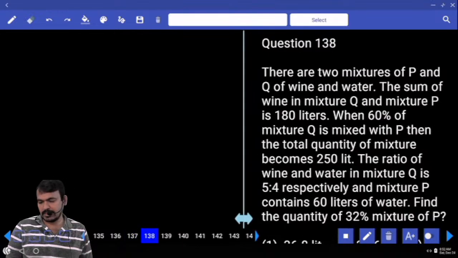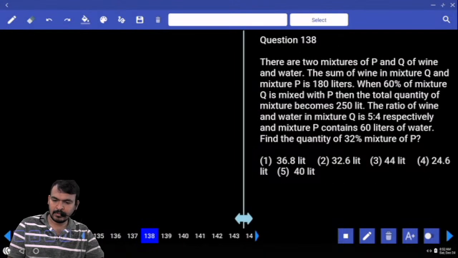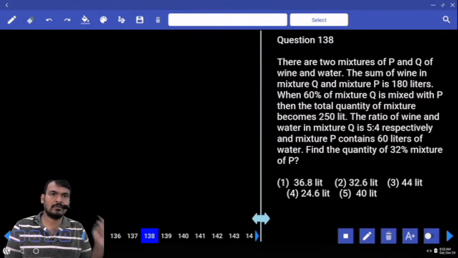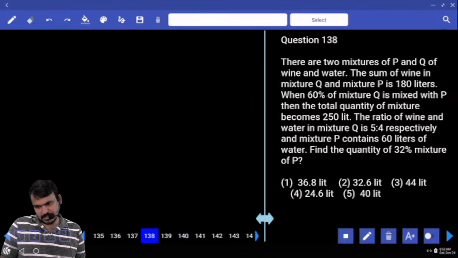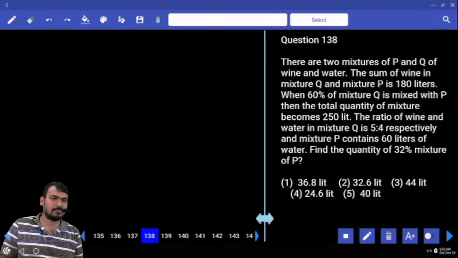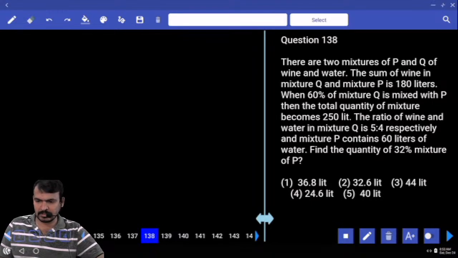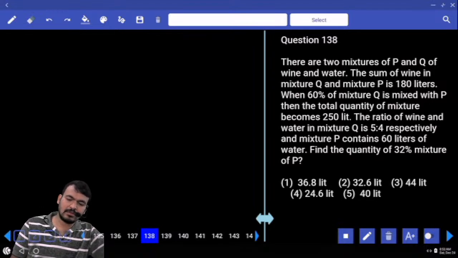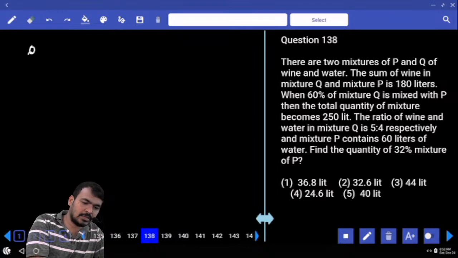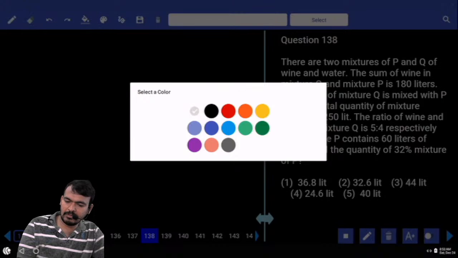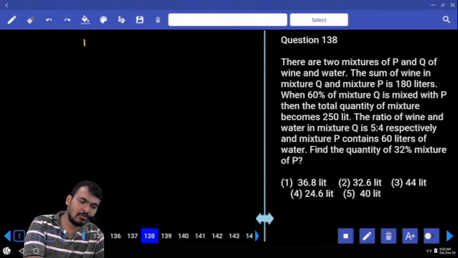Question number 138. There are two mixtures, P and Q, of wine and water. The sum of the wine in mixture Q and mixture P is how much? 180 liters. How many mixtures are there? Two mixtures. One is mixture Q, another one is mixture P. In mixture P, wine and water; mixture Q also wine and water.